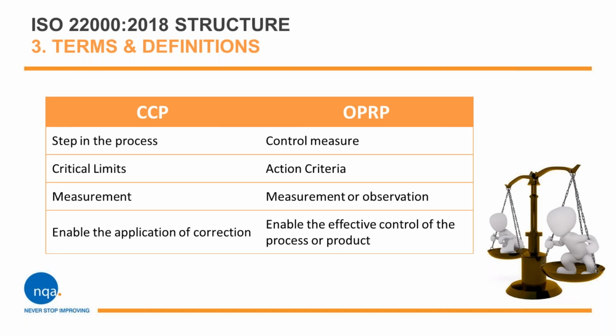So maybe this is not clear enough if you see it from this comparison here, but when we were talking about Section 8, exactly in 8.9, the standard tells us what to do when the critical limits or the action criteria are not met. So you will understand much better the definition of these CCPs and OPRPs when we get to that section later on.